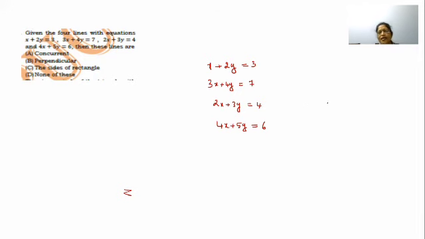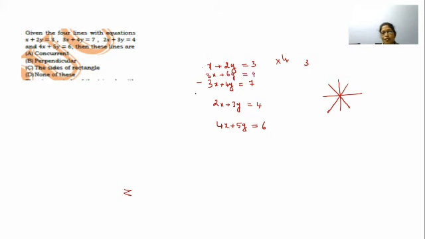Concurrent. What do you mean by concurrent? They all intersect at a common point. You are given 4 lines. If they are concurrent, they are supposed to have a common point of intersection. Let us try this. Let us find out the point of intersection of these 2 lines. So for that, I shall multiply this equation by 3. So I get the equation as 3x plus 6y is equal to 9.